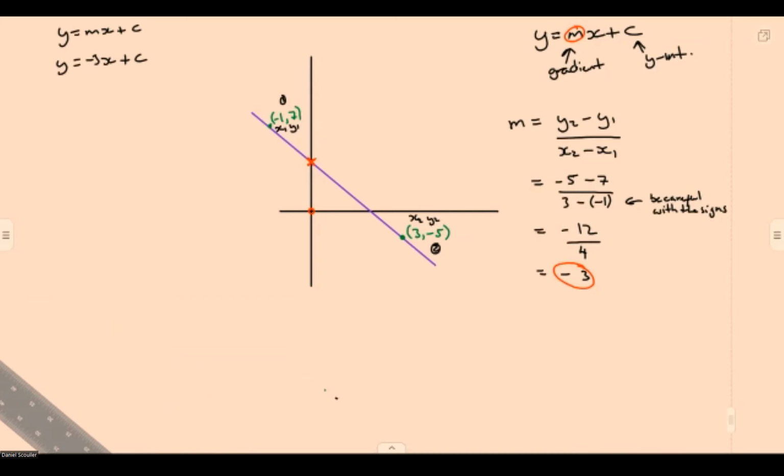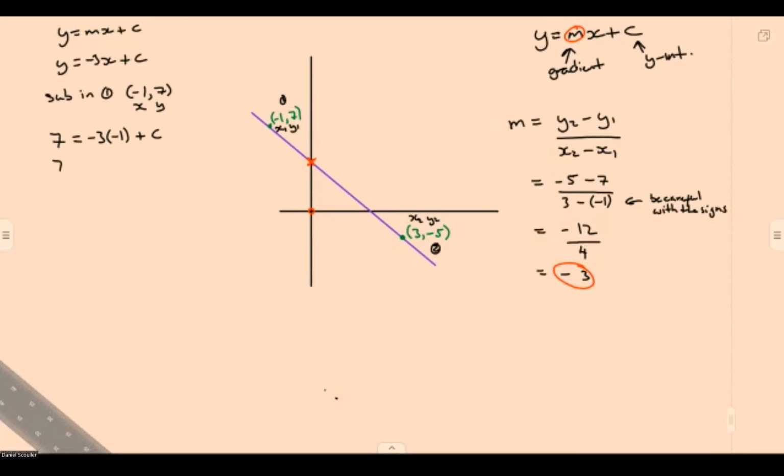Now we substitute in one of our points. Again, it doesn't matter which one, it will give you the same answer. I'm just going to substitute in point 1 into this. So that's my x term and that's my y term. I'm going to use this to substitute in and work out, or isolate, our term c. Now c is where it cuts through our y-axis. So y is 7, -3 times -1 plus c.